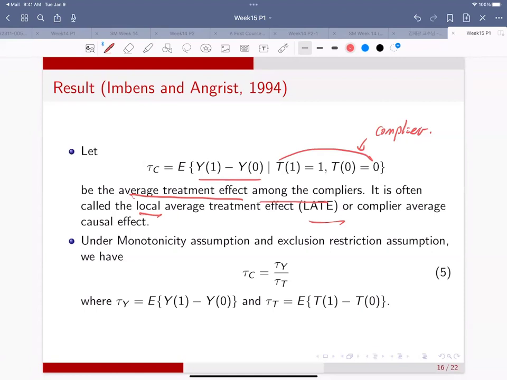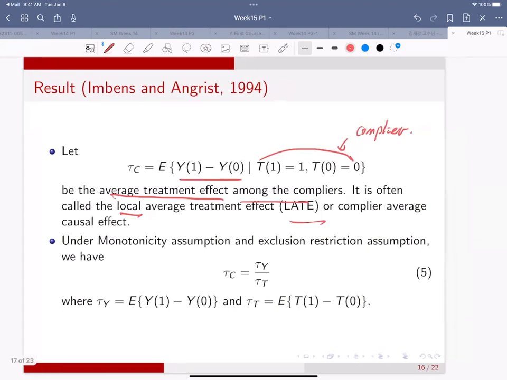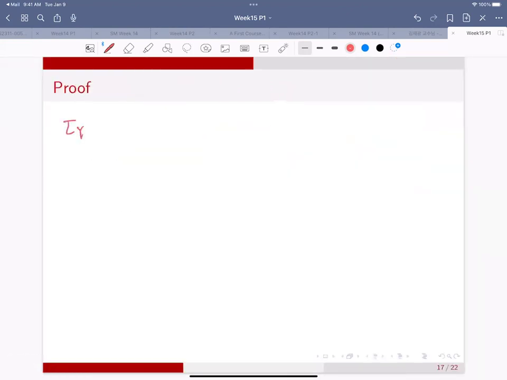And under the monotonicity assumption and the exclusion restriction assumption, we have, so how do we show that? Basically, this is the difference: the overall average treatment effect on Y, and this is the average treatment effect on T, and so this is the ratio. So what is tau Y? Tau Y is this. That's the definition.